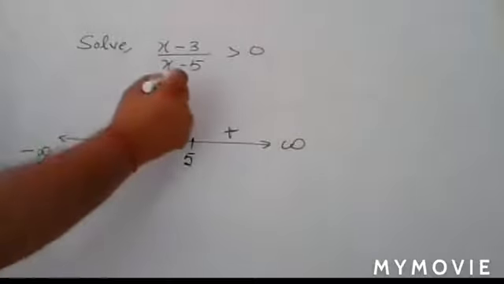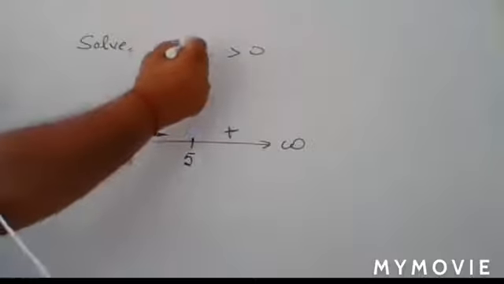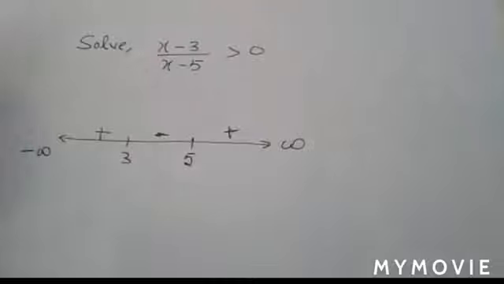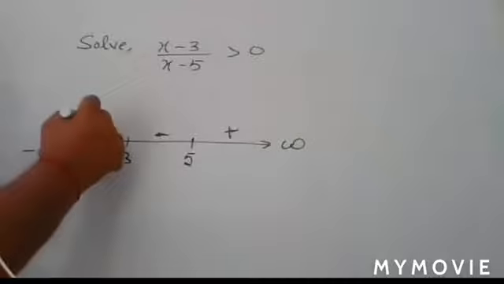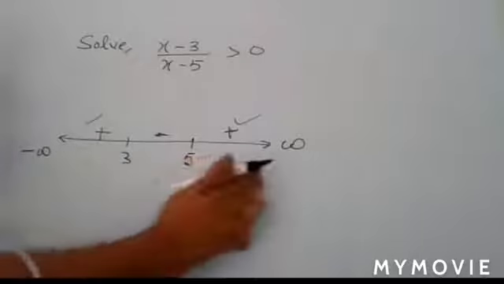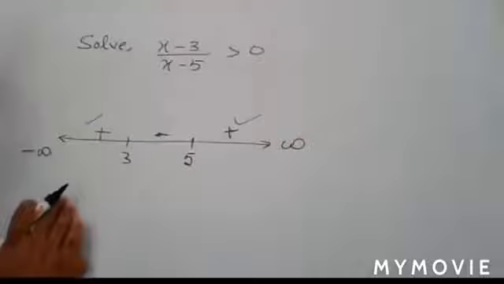Now come to the fraction which is given. Here it is given that the complete value is greater than 0, and greater than 0 means positive. Here you have a positive region, and here you have a positive region. So the value of x lies in these two intervals only.